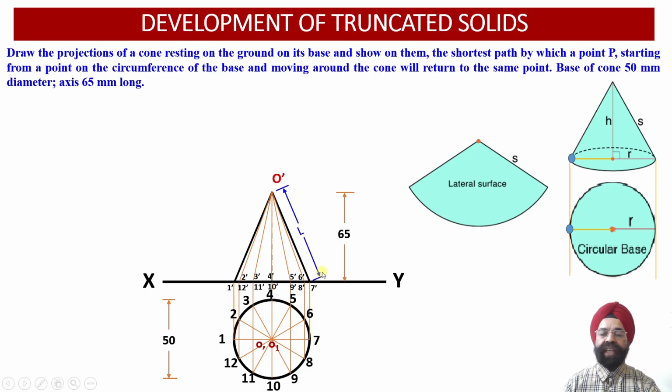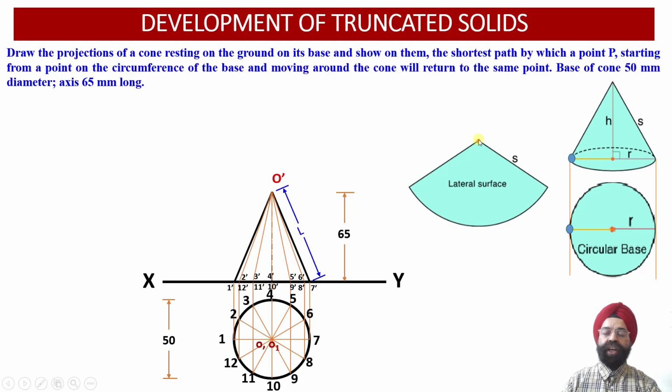So we can check that in the front view projections corresponding to this cone, only two of the slant generators, O dash 1 dash and O dash 7 dash, are appearing as true lengths over here, whereas the remaining 10 generators, which are marked with orange color lines, are appearing as apparent lengths in the front view projections over here.